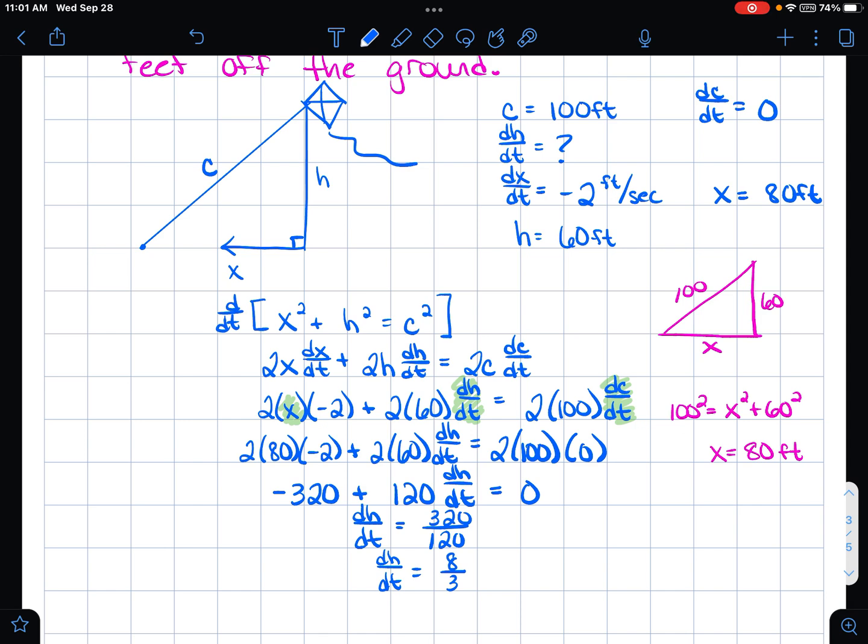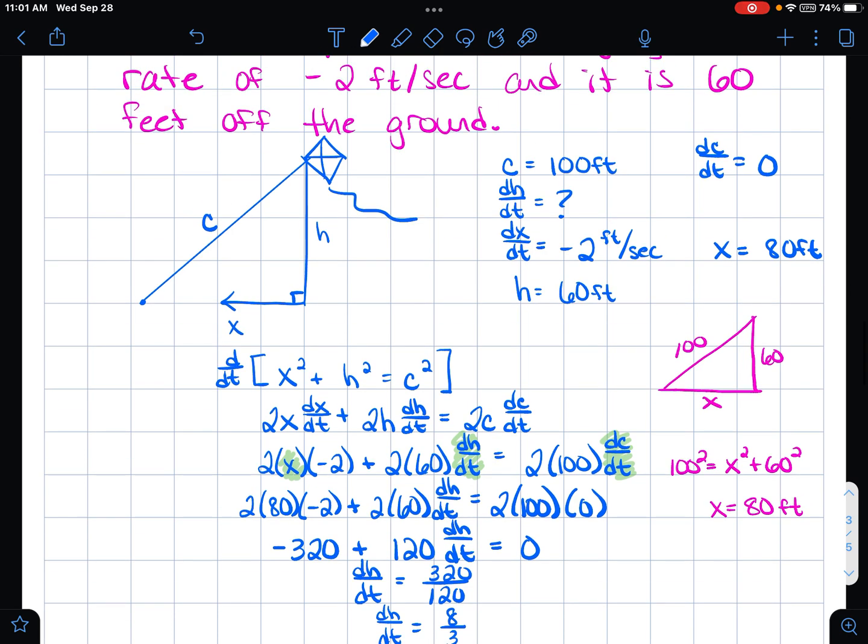Now let's talk about if that 8/3 makes sense. Does it make sense that dh dt is positive? Does it make sense that the height is increasing on this kite? Let's think about the fact that the string that the kite is attached to is never changing its length. So if the kite is indeed moving to the left, getting closer to being above you, and that string stays a constant 100 feet, that height should indeed be increasing. The kite should be going higher up in the air as it comes closer to you over your head. So a positive 8/3 makes sense.